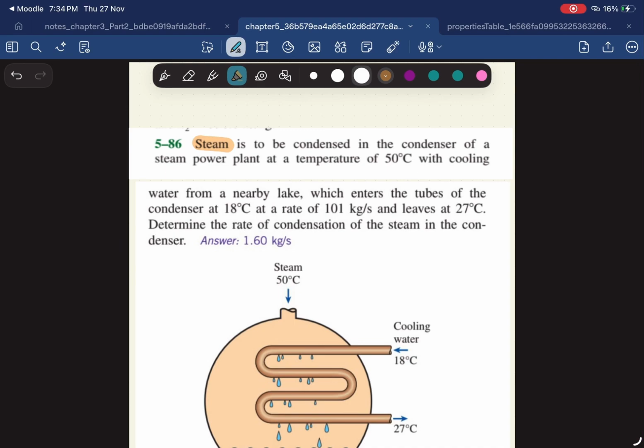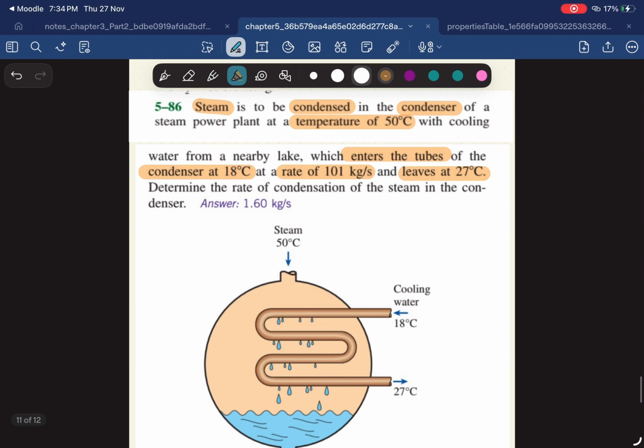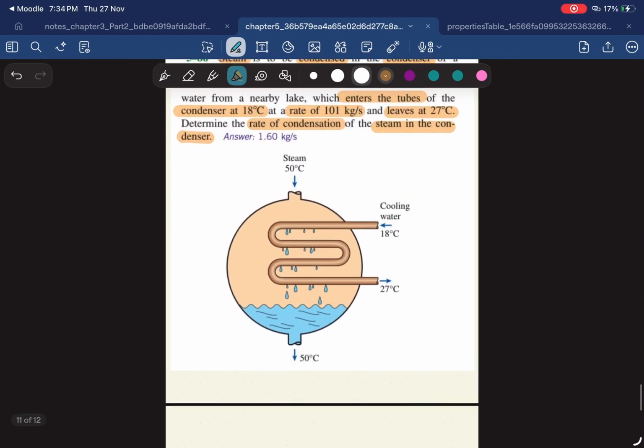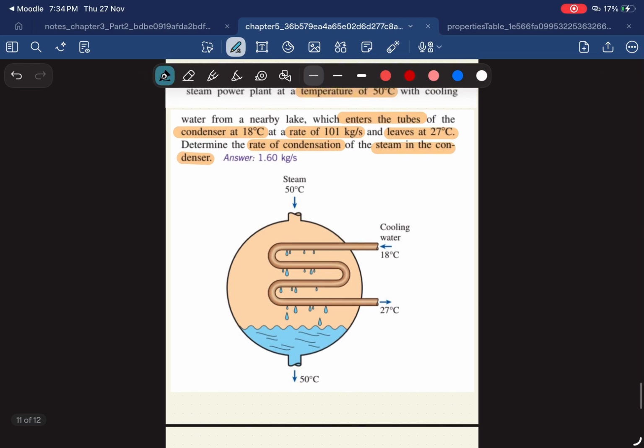First of all, we need to highlight the information. Steam is to be condensed in the condenser of a steam power plant at a temperature of 50 degrees Celsius with cooling water from a nearby lake, which enters the tubes of the condenser at 18 degrees Celsius at a rate of 101 kg per second and leaves at 27 degrees Celsius. Determine the rate of condensation of the steam in the condenser. Okay, so this is our question, the steam and the condenser.